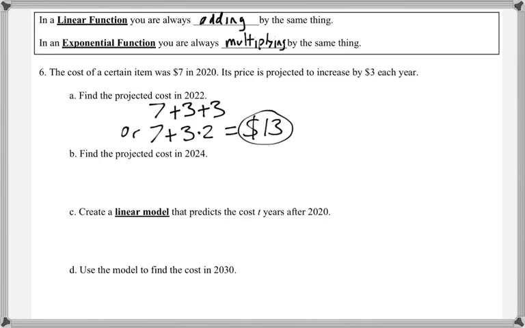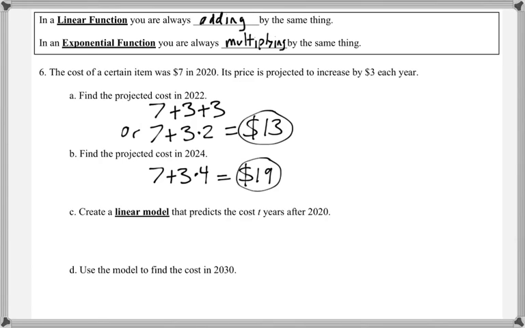Then it says, find the projected cost in 2024. Well, 2024 is 4 years after the starting point in 2020. So I could just take 7 plus 3 times 4, and that would get me 19.